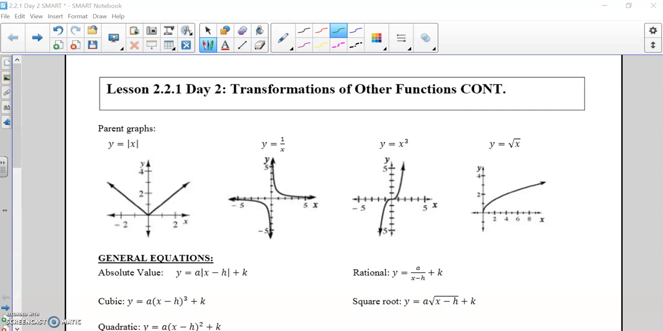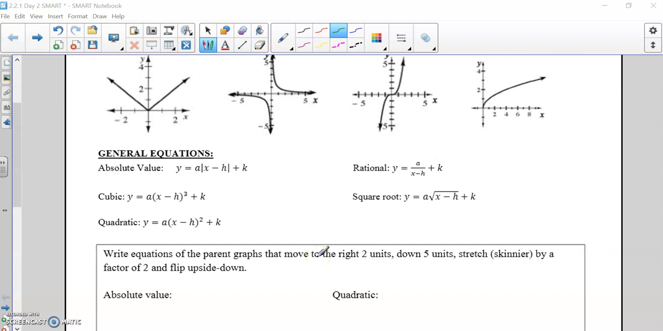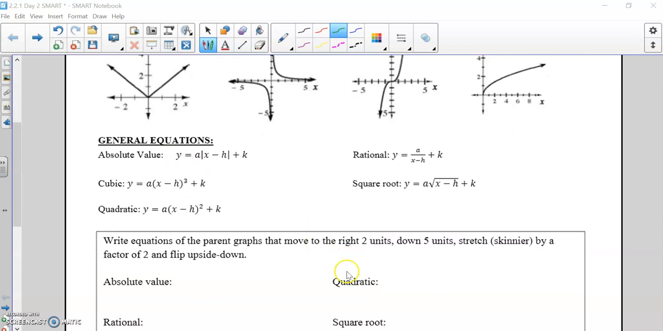Hey guys, welcome to lesson 2.2.1 day 2. We are going to continue with transforming other functions, just give you some more exposure to it. This entire first portion of this note sheet is just for you guys to refer to so you can remember what each parent function looks like on the graph, as well as what each general form looks like for each different kind of function. It's going to make it a lot easier for us to do this work if we have that there to refer to.